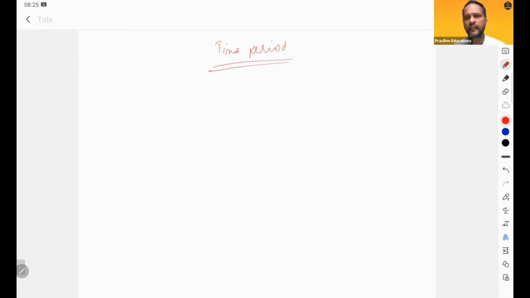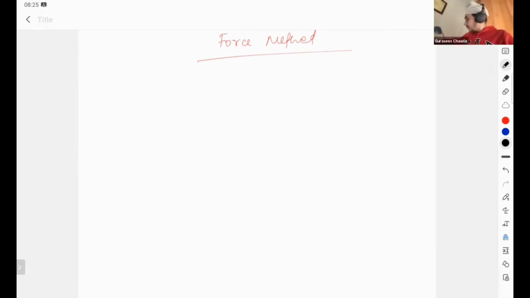So in the calculation of time period, we'll start first with the force method. Let's see how to do it in the force method. How do we do that? I'll be taking up different scenarios. The first scenario is the spring block system.